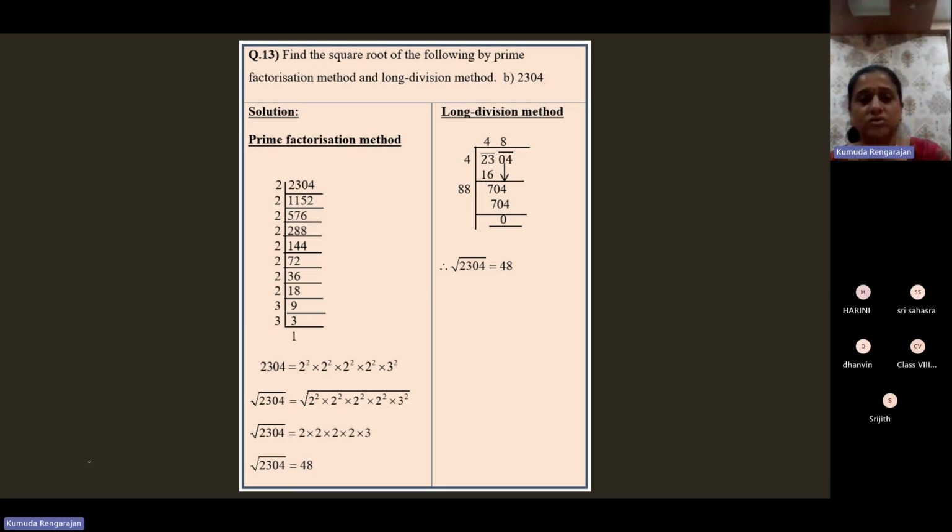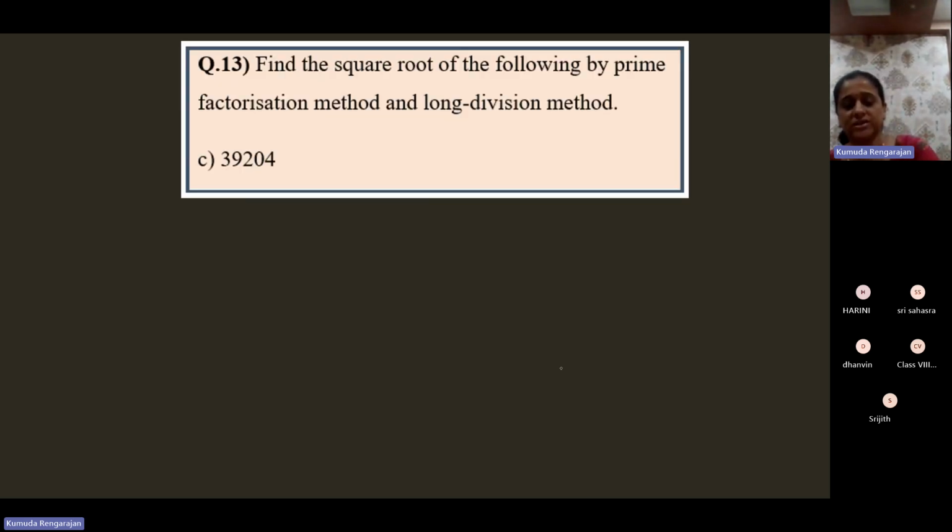Please check your steps. I'll show you the next number, 39204. The next number is 39204. Please check this answer and then go to the next one.